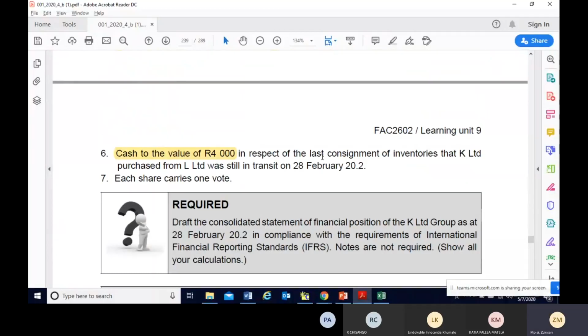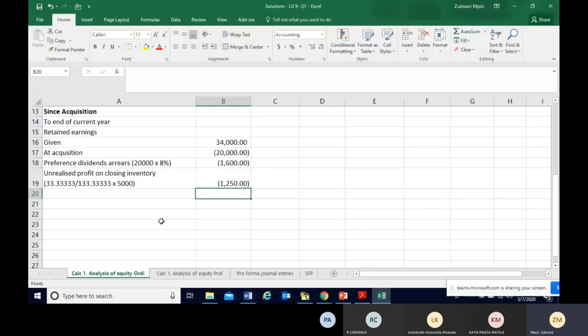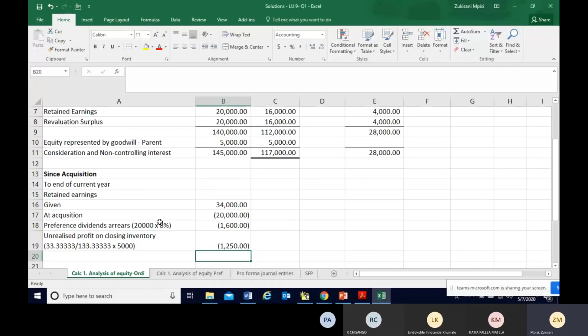Number 6, cash to the value of 4,000 in respect of the last consignment of inventory that KLTD purchased from LLTD is still in transit. Here we are going to adjust our bank, because this is money that's supposed to be coming to our bank account. We are also going to adjust the other part, which is a liability. So we're going to adjust two parts, a liability and an asset. Let me look now if we are done with our analysis of equity. It seems we are done.